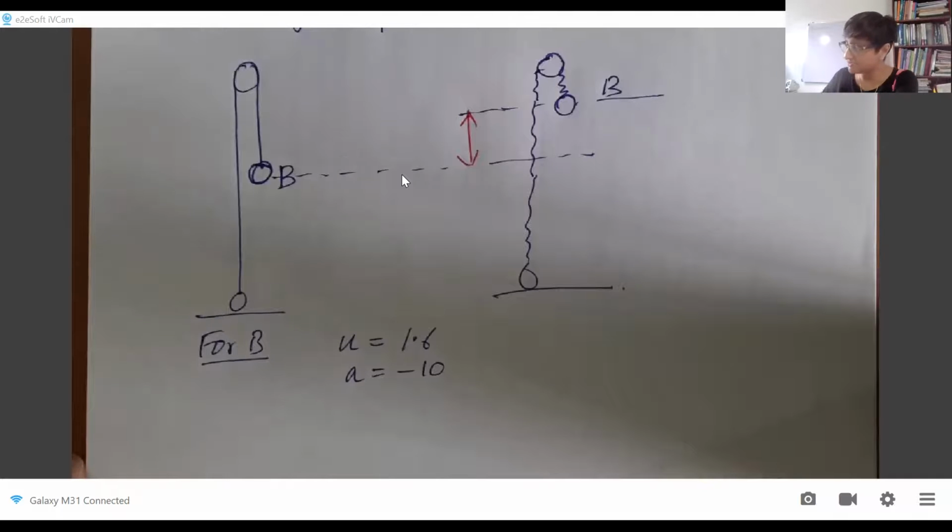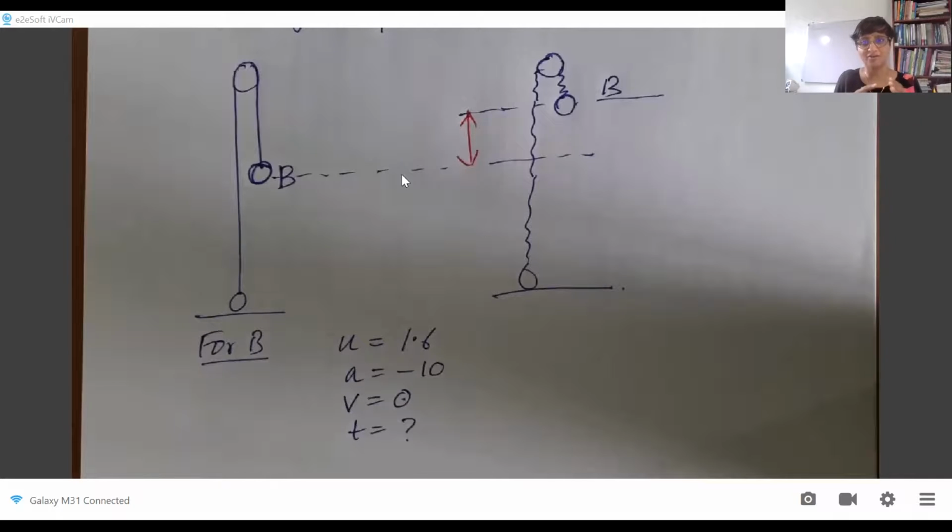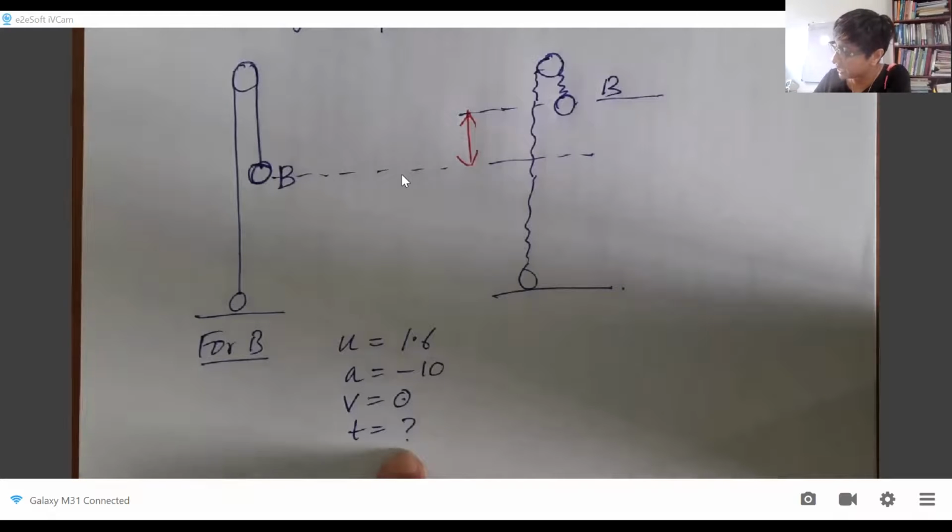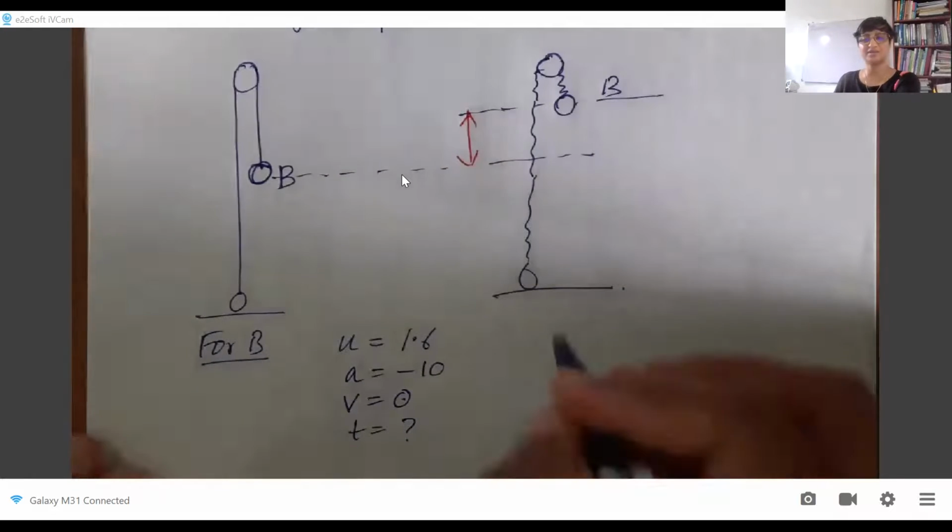Let me first find the time, just to see whether I have already completed 1 second. Have I gone past 1 second, or do I still have some more to go? So just to check that, let me find the time to reach that highest point. V equals U plus AT. You apply it and you find the time. How much time does it take to reach that highest point?